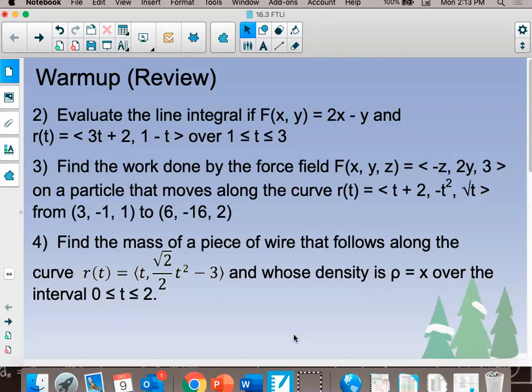And then for the last one, find the mass of a wire that follows along this curve whose density is just x over the interval from 0 to 2. Use your r of t to rewrite the density in terms of t, so the density would just be t. And then remember, it's just the line integral of the density function. So you'd have t square root of x prime squared plus y prime squared from 0 to 2. All right, so 3 kinds of line integrals, all slightly different, but all similar in ways.